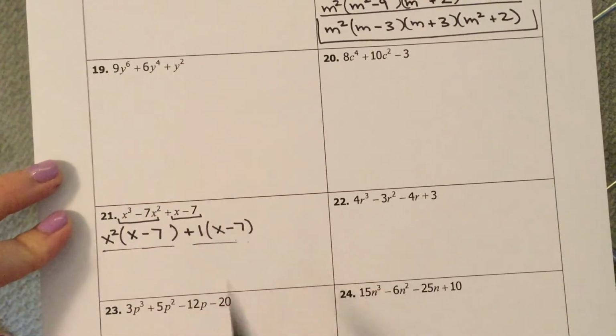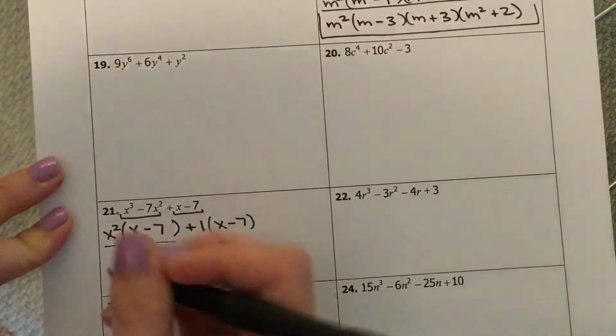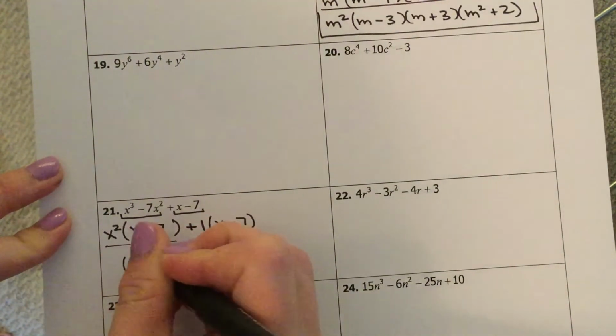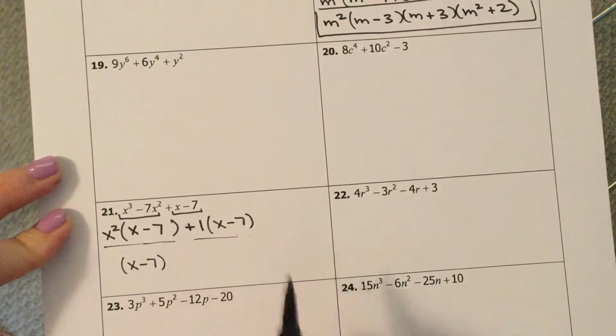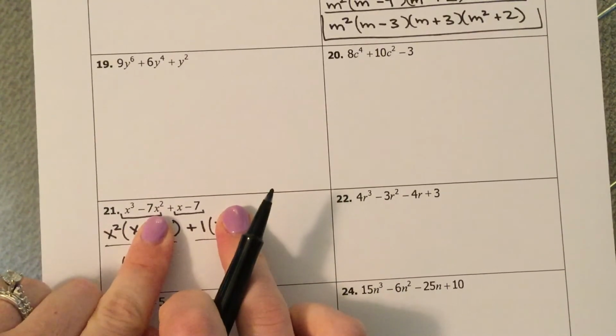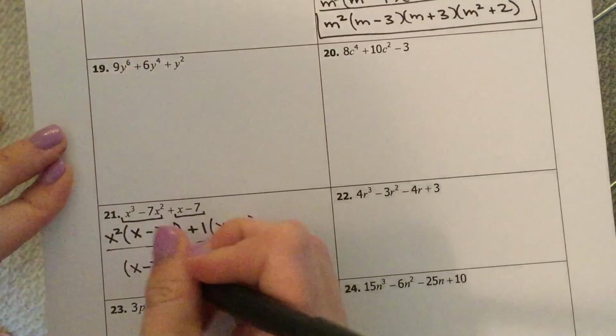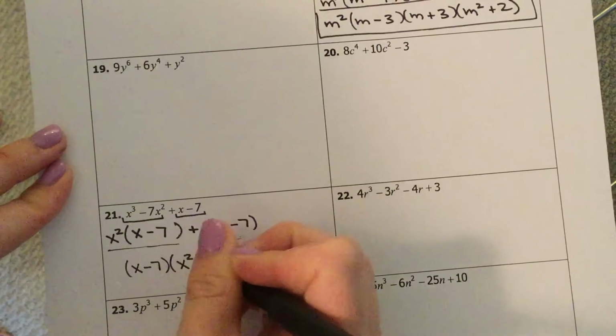And you'll see that they each have an x minus 7 in parentheses. So we can factor out the x minus 7 as if it's a GCF. And then once that GCF is gone, you can see you have an x squared plus 1 left behind. So that's going to be your second factor.